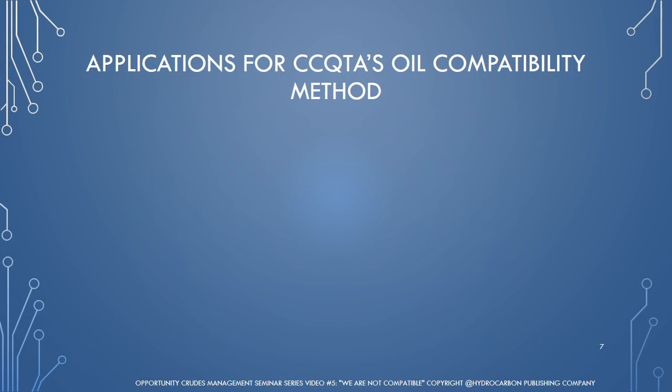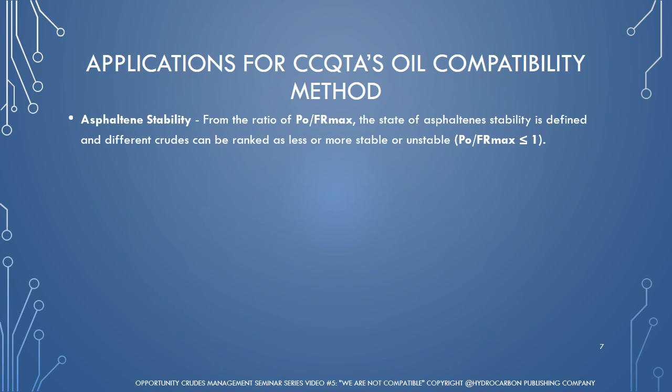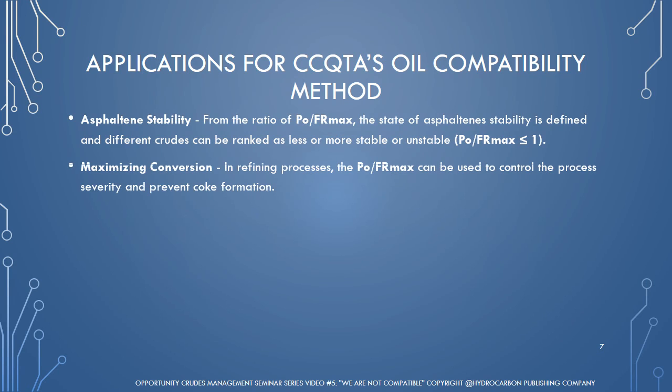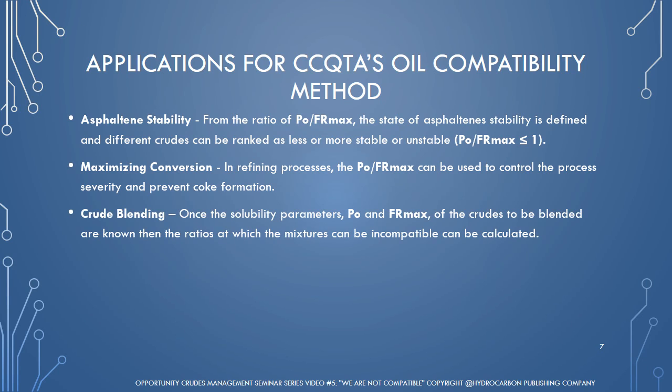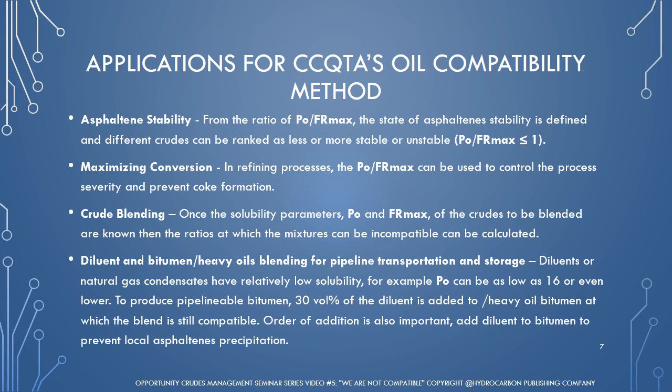The maximum flocculation and peptization power of the oil numbers determined by this method can be used for a number of applications. The peptization power of the oil to maximum flocculation ratio can be used to determine asphaltene stability and to control the process severity and prevent coke formation in the refining process. The 2 solubility parameters allow the calculation of the ratios at which the mixtures can be incompatible. Finally, the value of the peptization power of the oil is needed for diluents added to make bitumen suitable for pipeline transport.